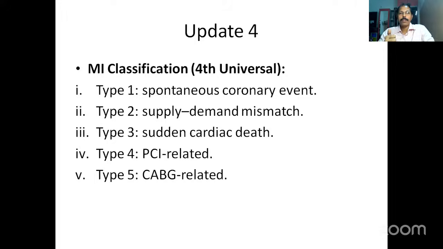Type 1 to type 5. MI has been classified according to the fourth universal classification. Type 1 is a spontaneous coronary event, type 2 is due to supply-demand mismatch, and type 3 MI presents with sudden cardiac death. Type 4 is the MI during PCI; during angioplasty, some patients may develop MI, and that is classified as type 4. And you know, CABG carries a risk of perioperative MI, so any MI occurring during CABG is classified as type 5. This is one of the major updates in your new book.